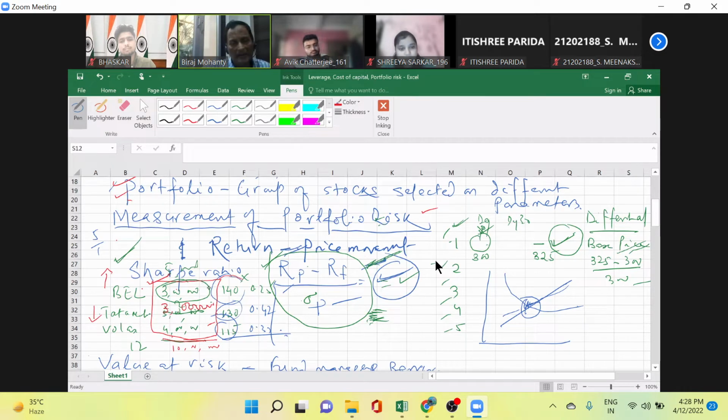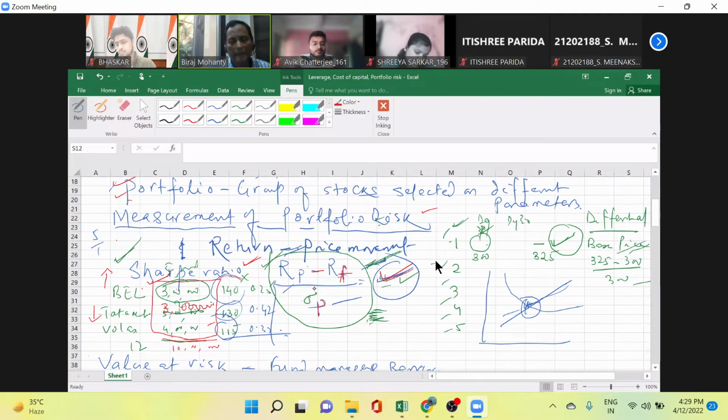Then the first and foremost thing is the Sharpe ratio, through which you measure the risk of a portfolio. So it is defined as the return of a portfolio minus the return on your risk-free investment, divided by the standard deviation of the portfolio. This is the formula through which you can find out the risk. So can you comprehend how you do it?